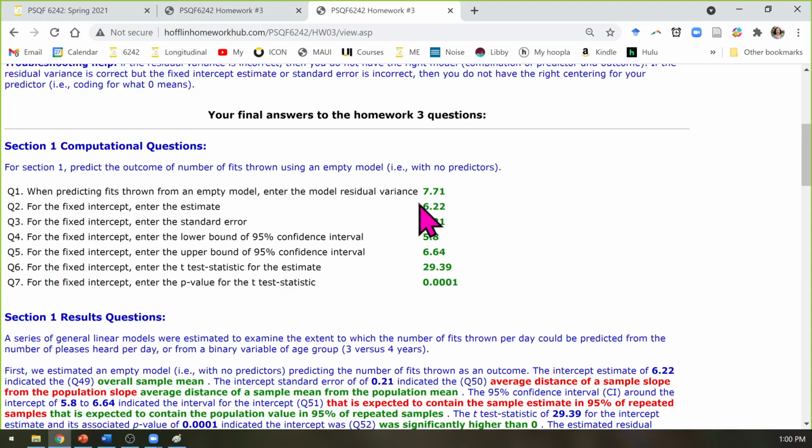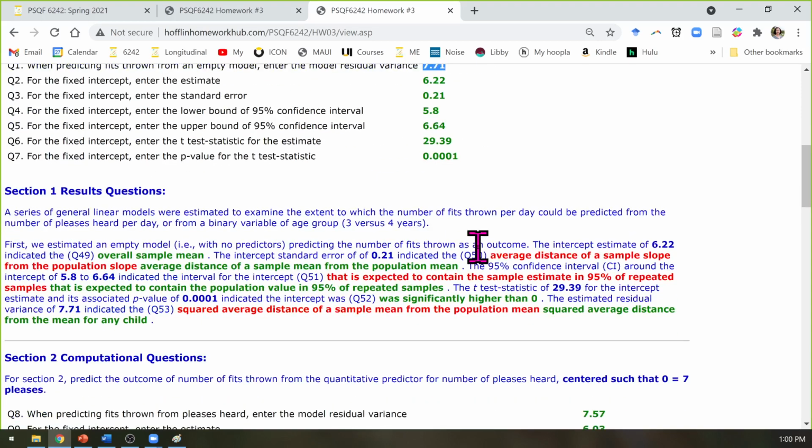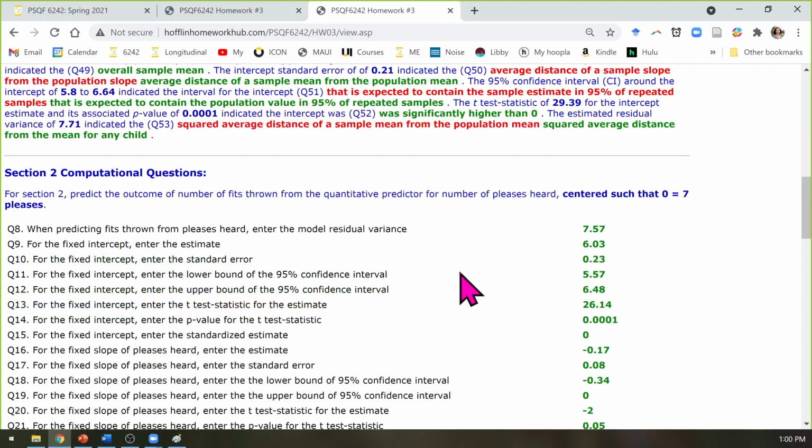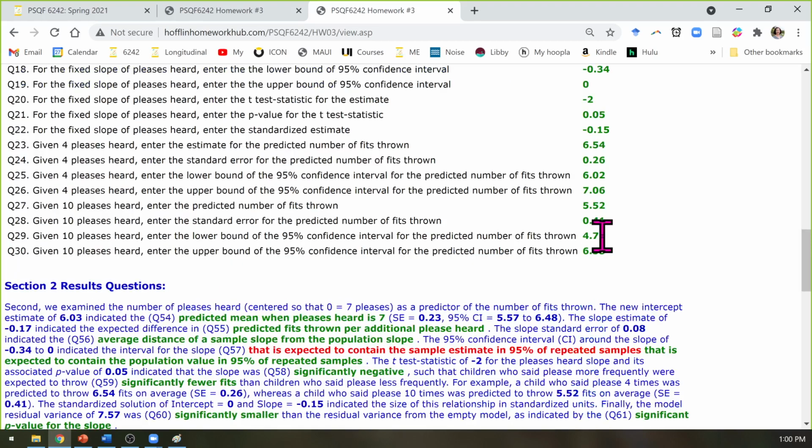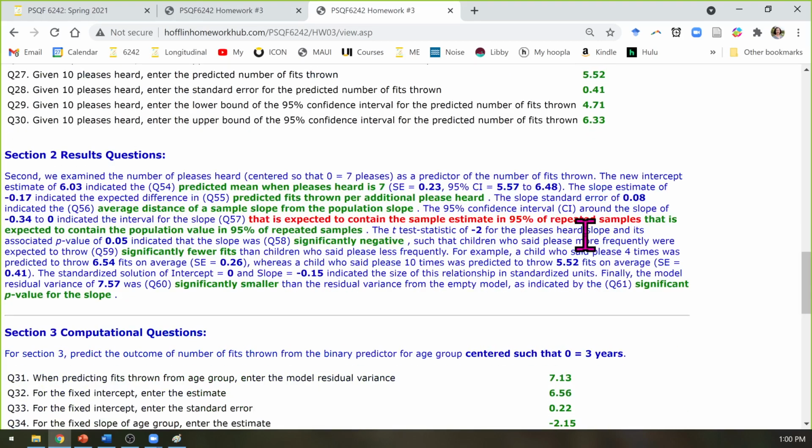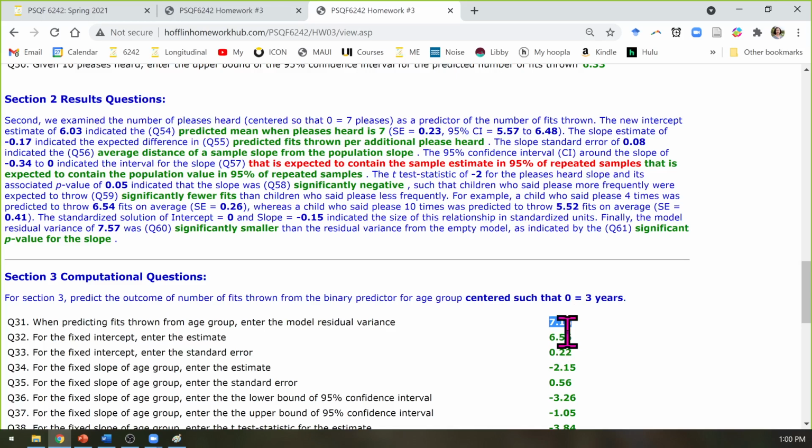So I asked relative to the residual variance from the empty model, which was the first question. So in section 1, how much variance was there in the outcome of fits thrown, period? Right? Because there's no predictors yet. So there's that 7.71. And then after adding a predictor, it went down to 7.57 in section 2. And then after taking out that new predictor and adding in age instead, it went down to 7.13.